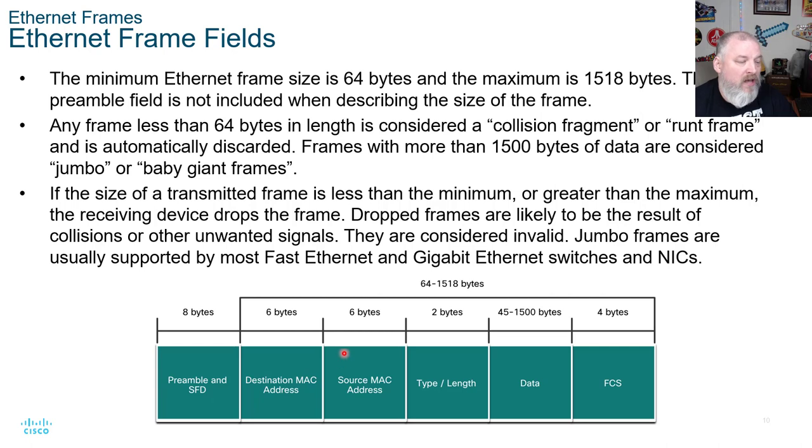You have your preamble, and then you have your destination. You need to know where it's coming or going to. Your source, where it's coming from. The type and length, which is 2 bytes. And then all your data, that can be anywhere from 45 to 1500 bytes. And then your FCS, your error checking.